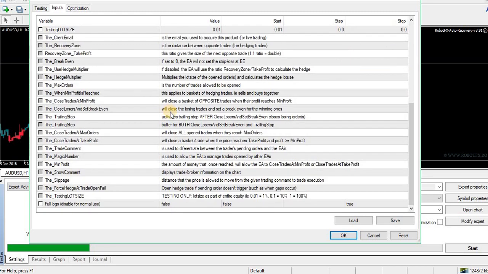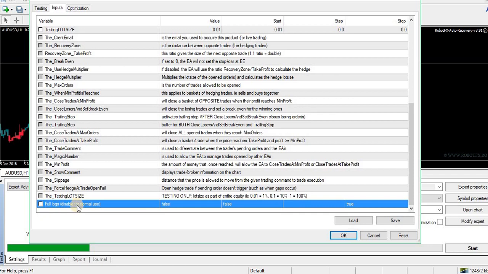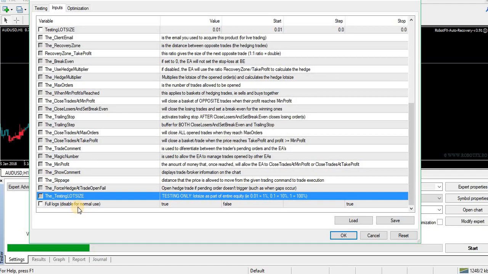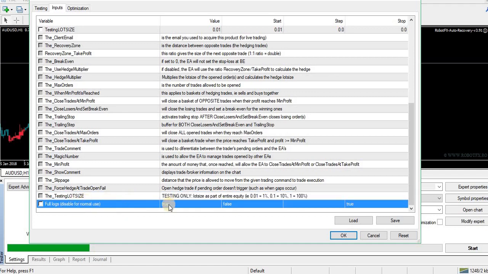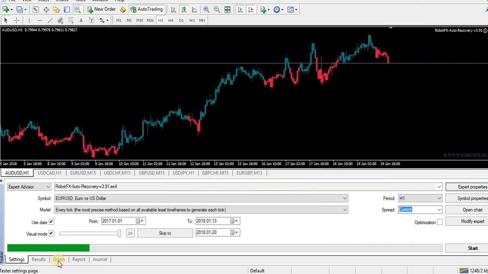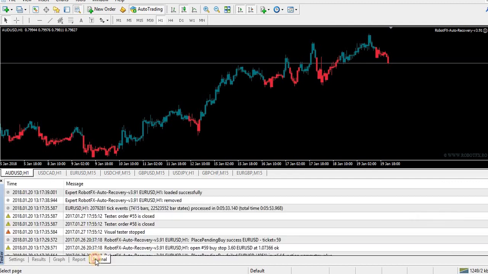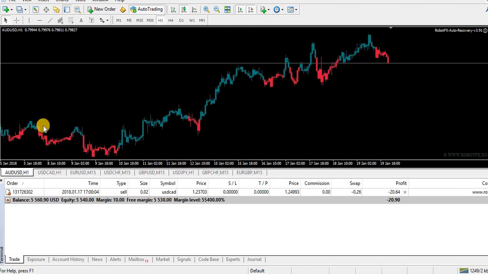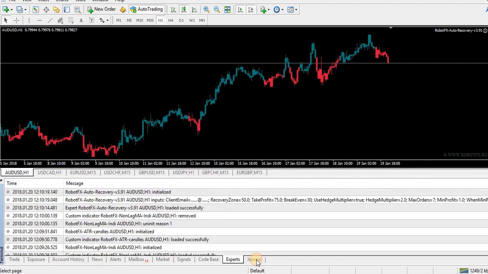If there is something I forgot to talk about, oh, there it is. Yeah, I was sure I forgot about something. Full logs. You can enable the full logs if you want, but you should most likely not use the full logs for normal use. What they'll do is write more details in a journal, not the strategy tester, but the trading journal right there, in the experts tab.